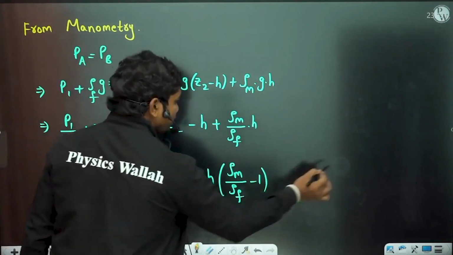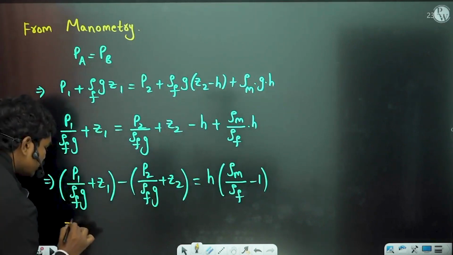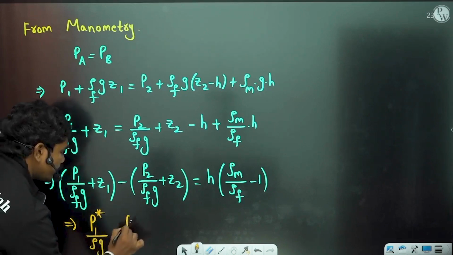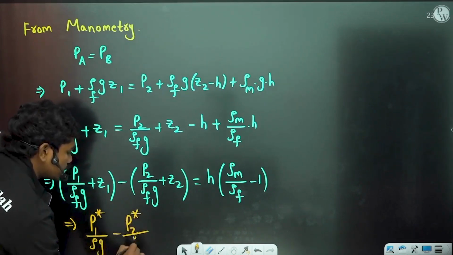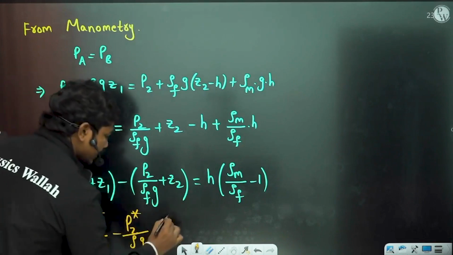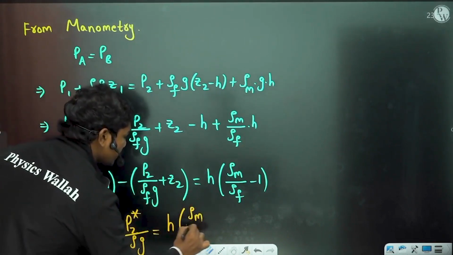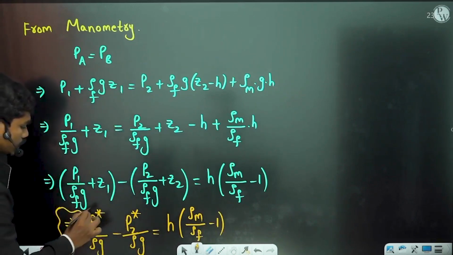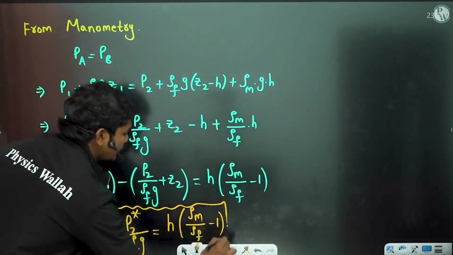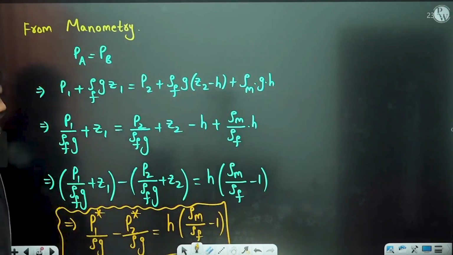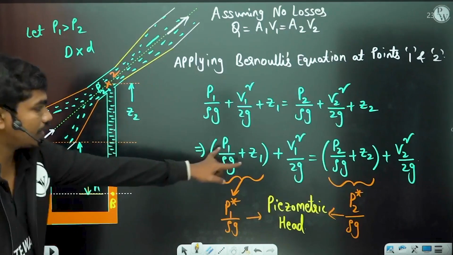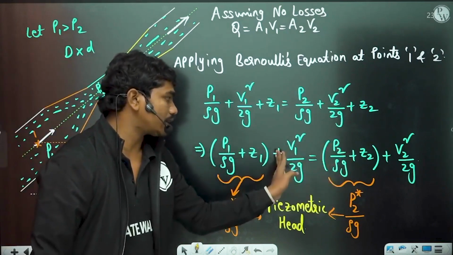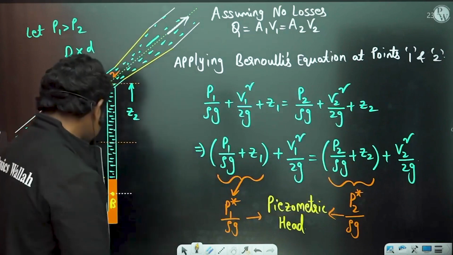So this is the piezometric head, as I told you just now: P1 star by rho g minus P2 star by rho g is equal to h times rho m by rho f minus 1. This is the equation which is actually present. Now if you replace this pressure difference at these two locations, if you shift this term to the left hand side and this to the right hand side, let us see what comes out.